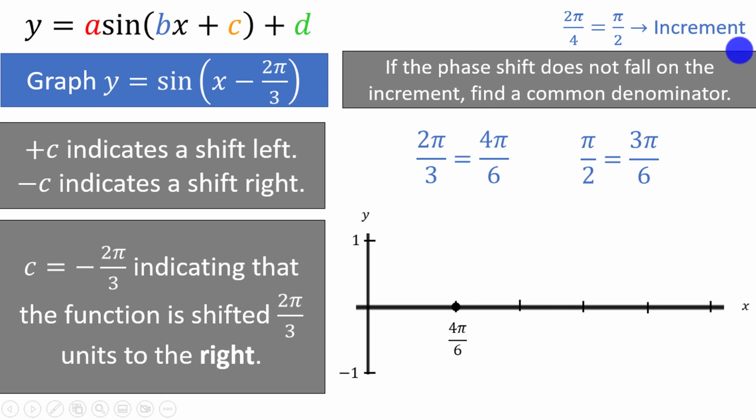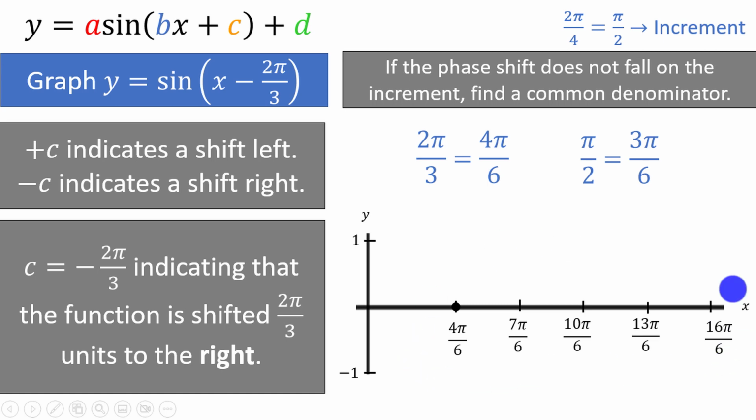From here, we need to increment 4 times to find additional key points on the graph and to finish one period. If we increment once by adding 3 pi over 6, which is the same thing as pi over 2, we will be at 7 pi over 6. Adding 3 pi over 6 again, we will be at 10 pi over 6, then 13 pi over 6, and then finally 16 pi over 6. Once you have incremented 4 times, you will have completed one period.